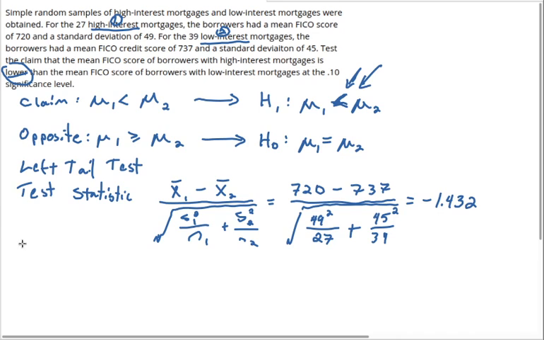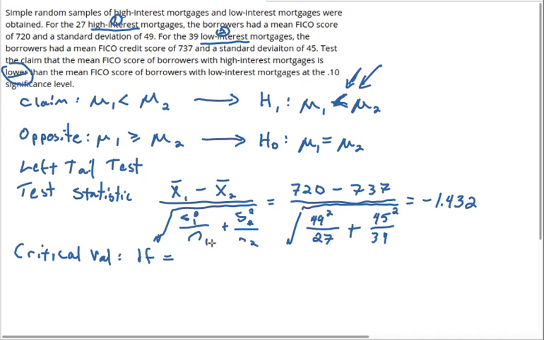Okay, so now we need to find, in this problem, we're going to go with the critical value method because the homework question is asking us about the critical value instead of the p-value. But to do that, first we need to know the degrees of freedom.